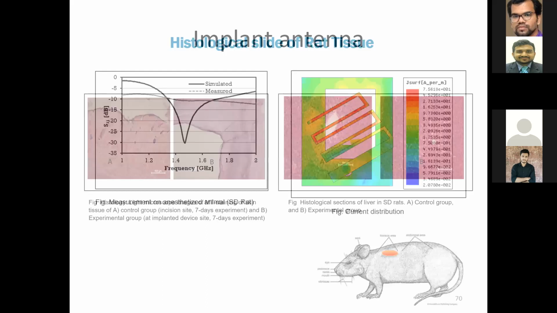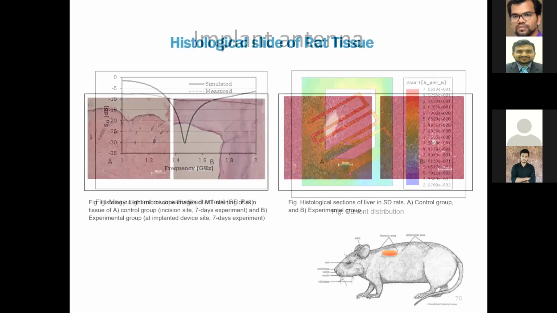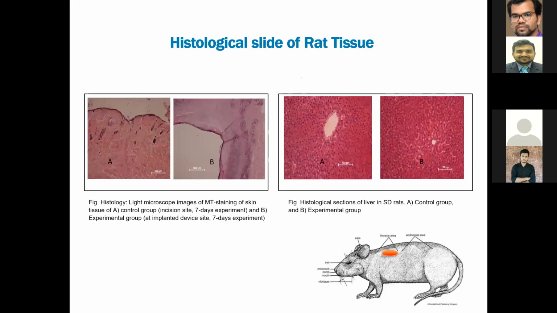We also did histological slices of the rat tissue. We cross-sectioned the area where we kept the device. On the left, two photos, you can see A and B. One is the control, which means we just did the procedure but there was no device. In the second figure you can see there is a cavity. The cavity shows that the device was inside there, and you can see this from the light microscope.